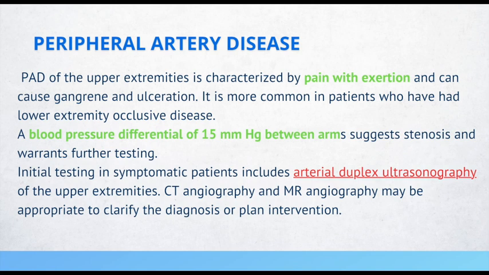Peripheral artery disease. PAD of the upper extremities is characterized by pain with exertion and can cause gangrene and ulceration. It's more common in patients who've had lower extremity occlusive disease. A blood pressure differential of 15 between arms suggests stenosis and warrants further testing. Initial testing in symptomatic patients includes arterial duplex ultrasound of the upper extremities.